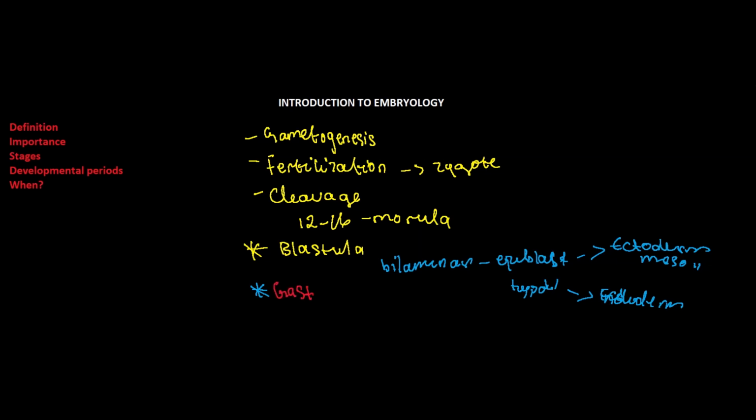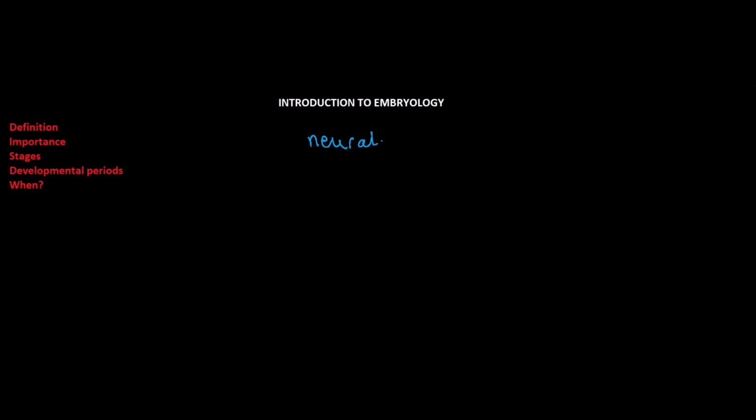Now, the next stage is gastrula. The gastrula stage is the trilaminar stage and the establishment of the 3 germ layers. So these are the 3 germ layers: the ectoderm, the mesoderm, and the endoderm. Now, the next stage is the neurula stage. In the neurula stage, this involves the formation of the neural tube, and the neural tube would go on to form the nervous system.